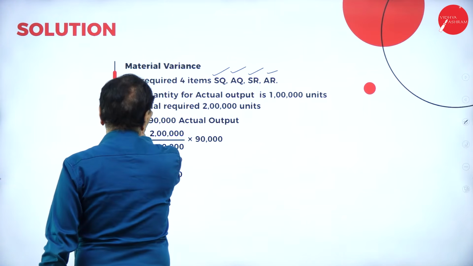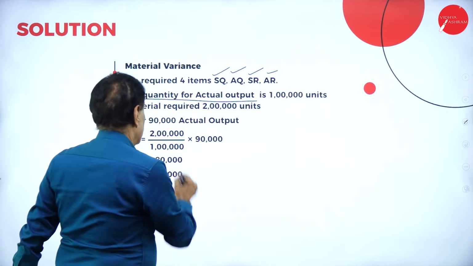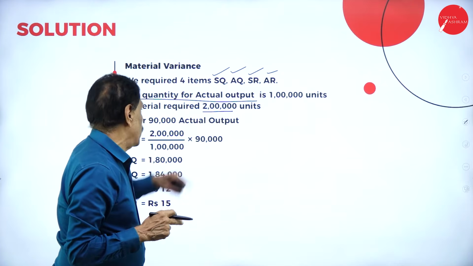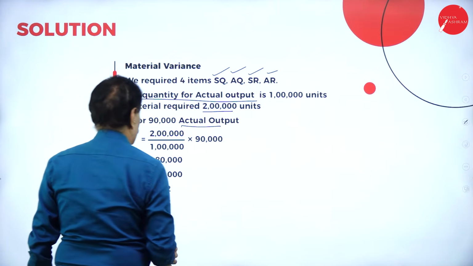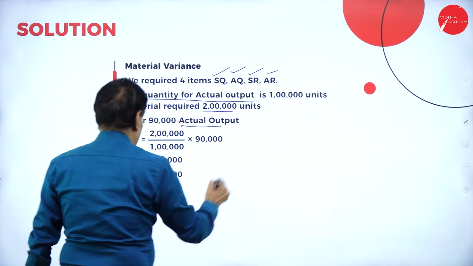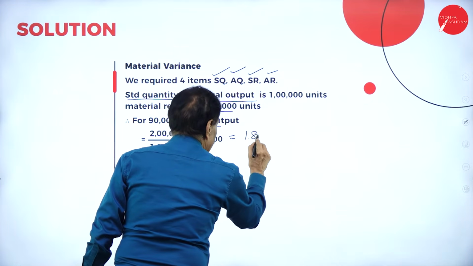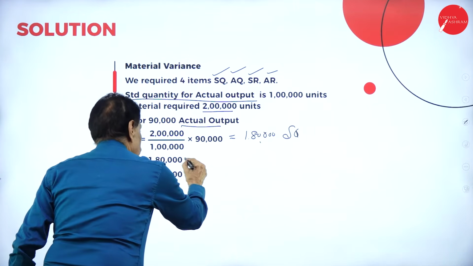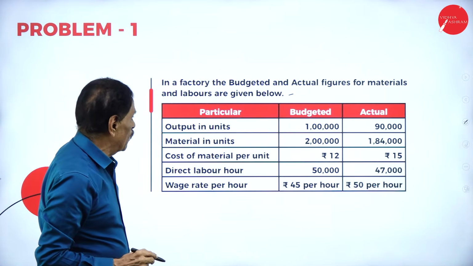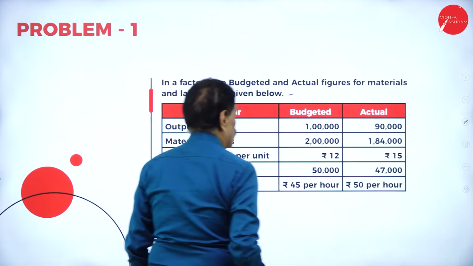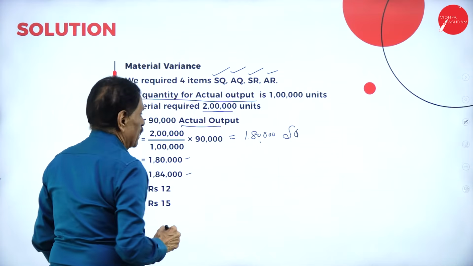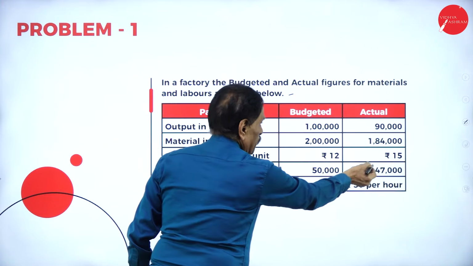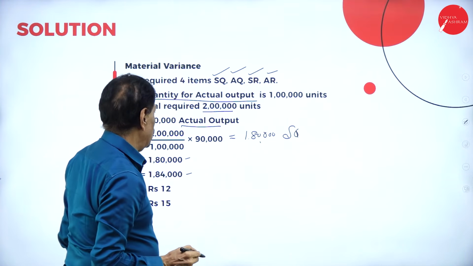Standard quantity for actual output: for 1 lakh units, material requires 2 lakh units. For 90,000 of actual output, 2 lakh into 90 over 1 lakh is 1 lakh 80,000. This is your standard quantity, 1,80,000, and 1,84,000 is the actual given. Then the standard or budgeted rate is 12 rupees, actually 15. This goes to material variance.